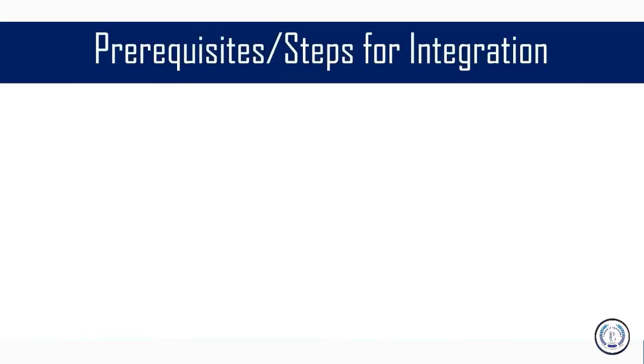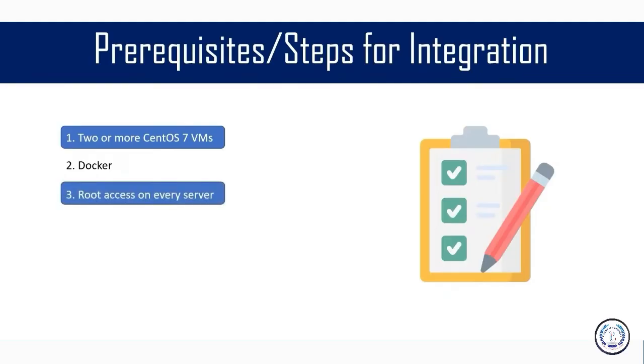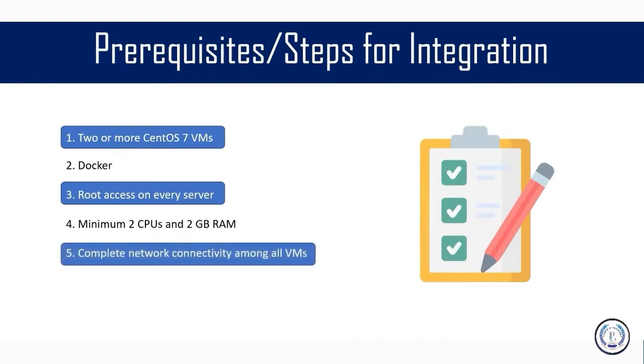Let's look at the prerequisites or the requirements for installing Kubernetes. Here, first, you need to have 2 or more CentOS 7 servers. Next, you need Docker. Also, you're going to need root privileges on all the CentOS servers, and you need a minimum of 2 CPUs and a minimum of 2 GB RAM with complete connectivity among all those servers.